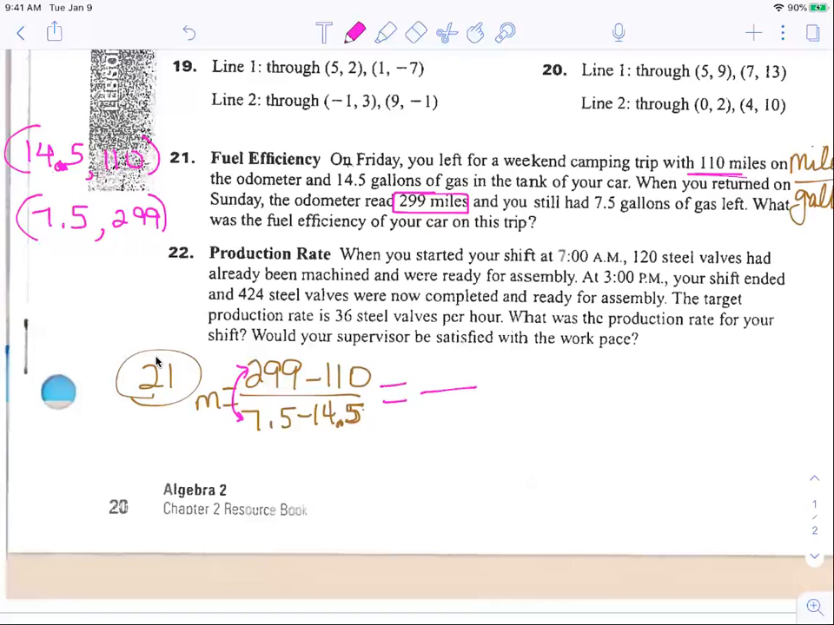I got 189. And then on the bottom? I got 7. Well, it comes out to -7, right. But I put yes. 7. Correct, yeah. So it would come out to be -7.